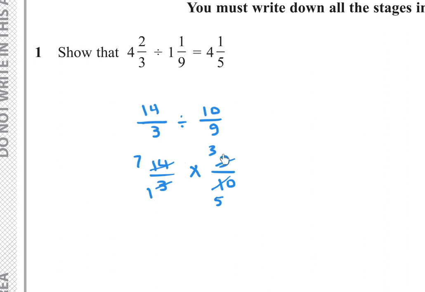Then multiply numerators and denominators. So for the numerators, 7 multiplied by 3, 21. For denominators, 1 times 5 equals 5. Now convert to mixed number. 21 divided by 5 equals 4, and remainder 1, so 4 and 1 over 5.